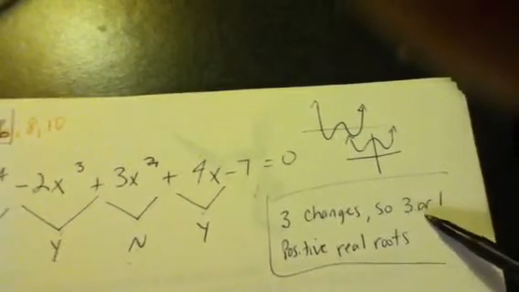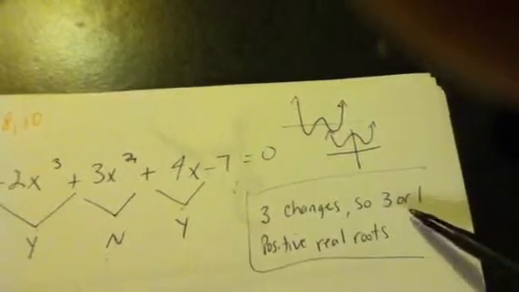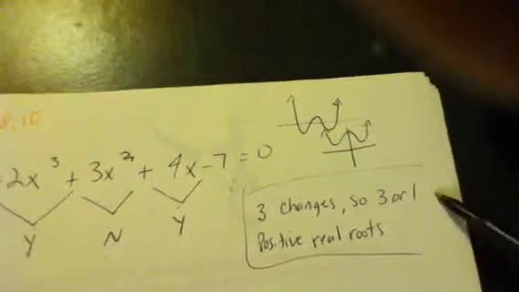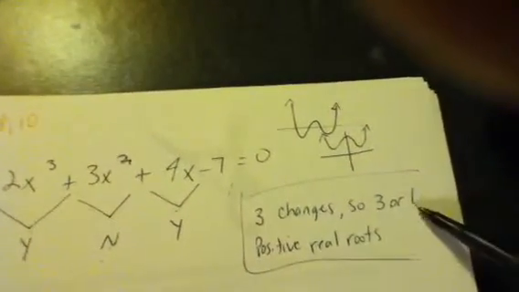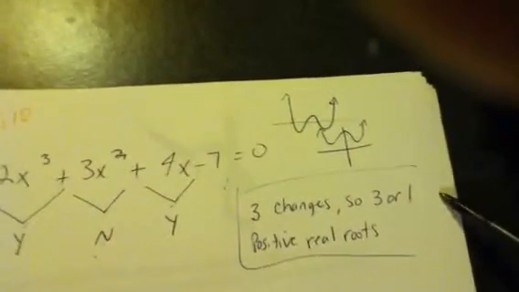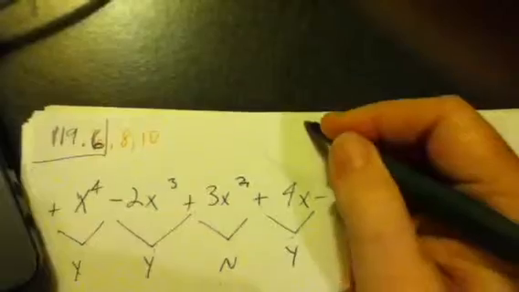So I'm going to go 3 minus 2, that gives me 1. So I could either have 3 real roots, or I could have 1 real root and a pair of complex roots, which adds up to 3, right? 1 real root and then 2 complex roots adds up to 3.